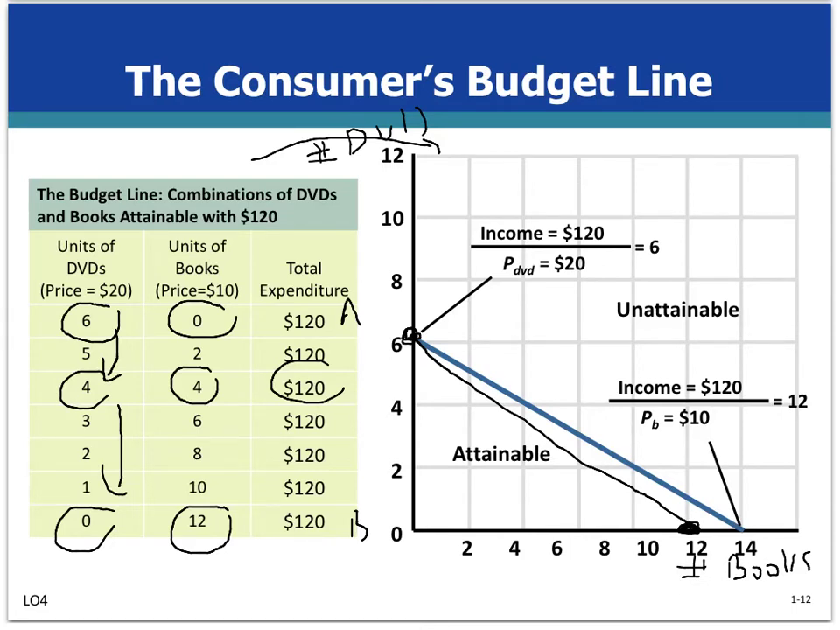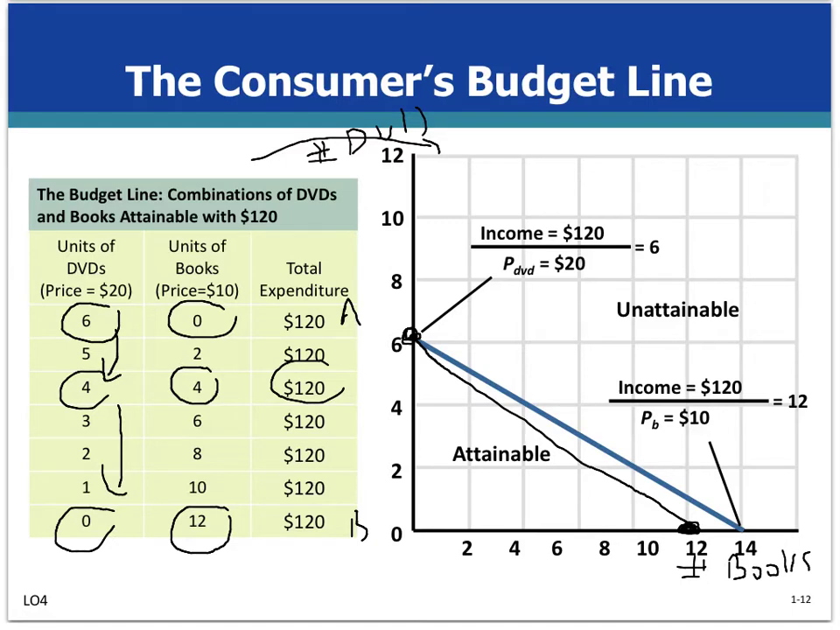And what does the budget line represent? It's actually representing that these are not the only points. We don't have the restriction of only 2 points on that line. But now the whole units of DVDs and books that you can buy with different combinations of each good, given that you have $120, can be represented on the budget line.